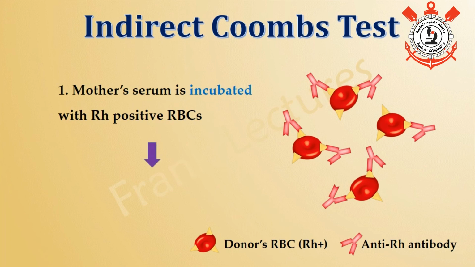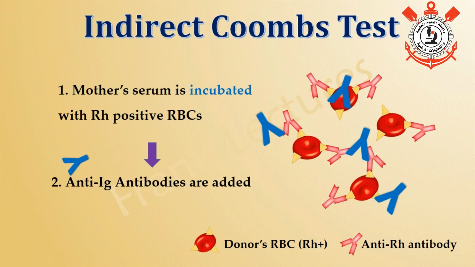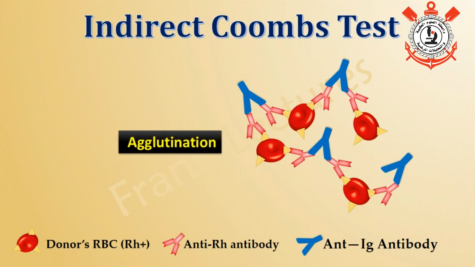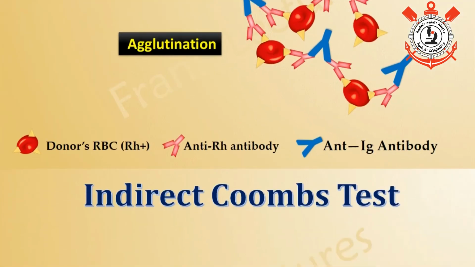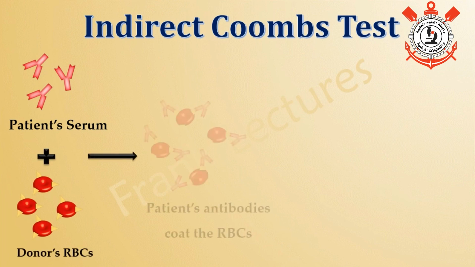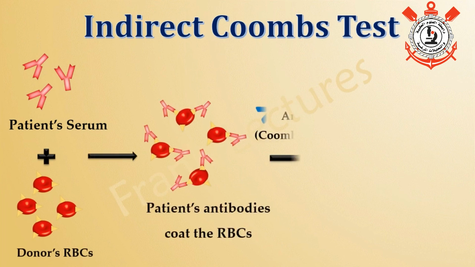Now, Coombs reagent or anti-immunoglobulin antibodies are added. They will bind to the Fc region of maternal anti-Rh antibodies and result in agglutination. This test is called indirect Coombs test because addition of RBCs is required so that anti-Rh antibodies can bind to them.